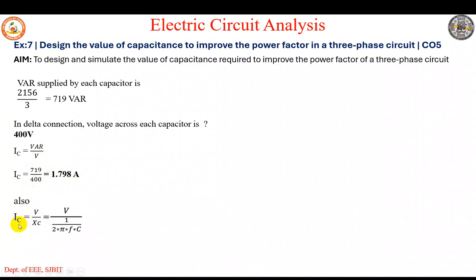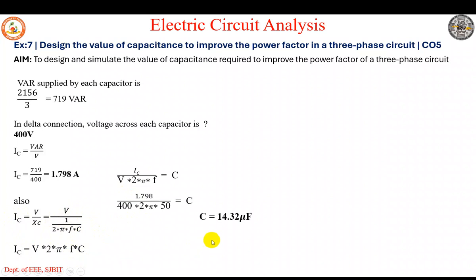Also we know by Ohm's law that IC is equal to V by XC, and we know the value of XC as 1 by 2 pi FC. So from this equation, IC is equal to V by 1 by 2 pi FC, we'll find the value of capacitance. Simplifying this equation, we solve and get the value of capacitance as 14.32 microfarads.